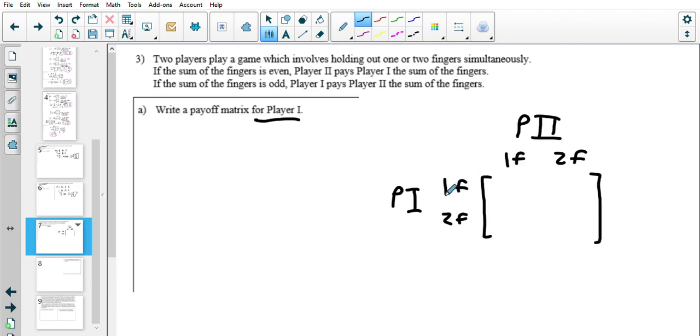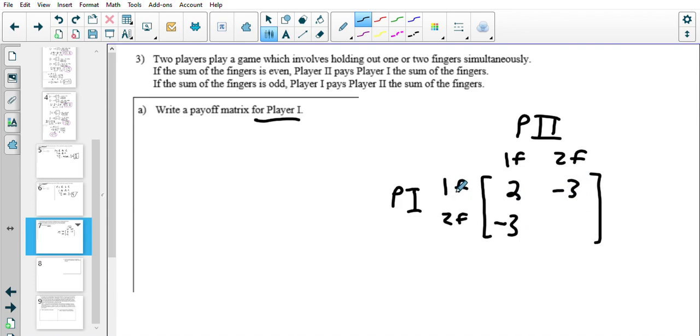So if they both play 1 finger, then the sum of the fingers is 2. If the sum of the fingers is even, player 2 pays player 1 the sum of the fingers. So since it's 2, that's an even, so that's a positive result for player 1. What about 2 fingers for player 1 and 1 finger for player 2? That would be a sum of 3, which is an odd number. If the sum of the fingers is odd, player 1 pays player 2. So that would be a negative result if the sum is 3.